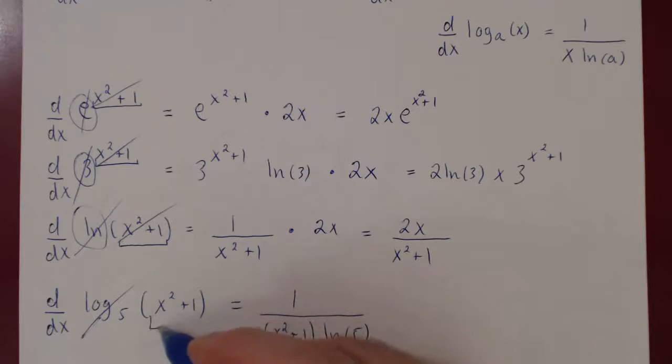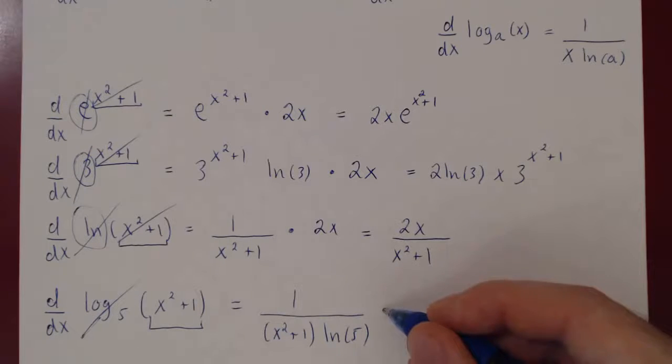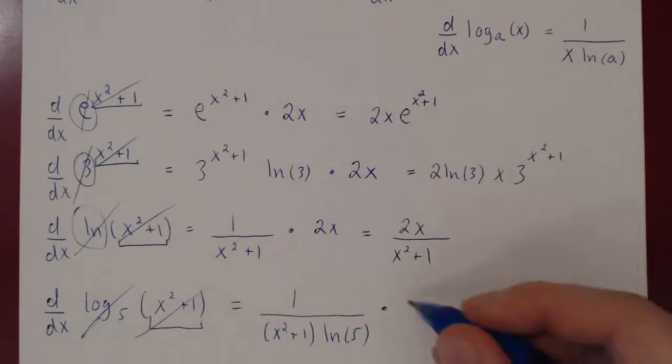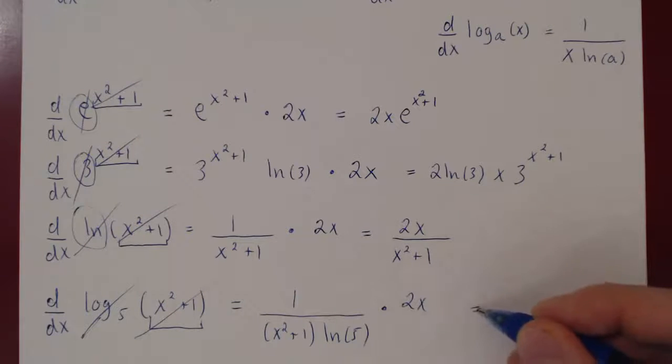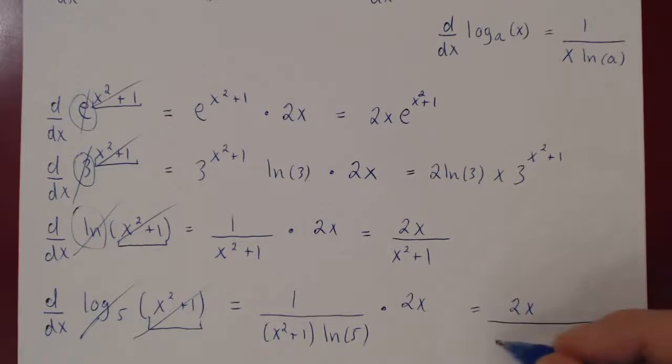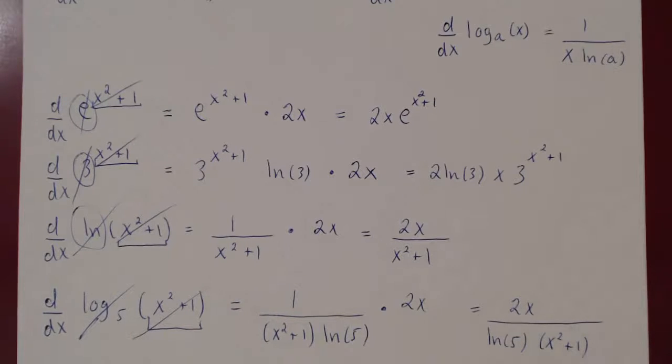But there's still x squared plus 1 left over. By the chain rule, we have to multiply by the derivative of x squared plus 1, which is 2x. So we are left with, in the end, 2x over, if I put the ln of 5 first, ln of 5 times x squared plus 1. And that's it. This is how you differentiate with exponential and logarithmic functions in the case of the chain rule.